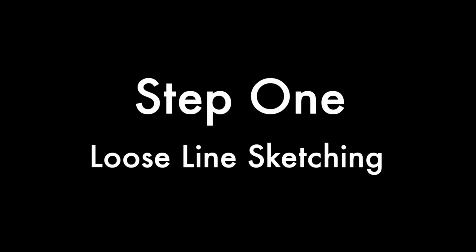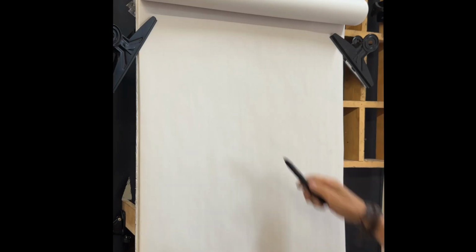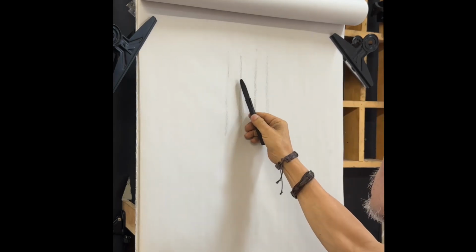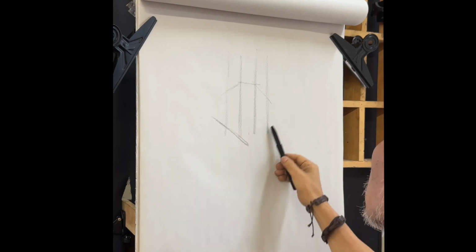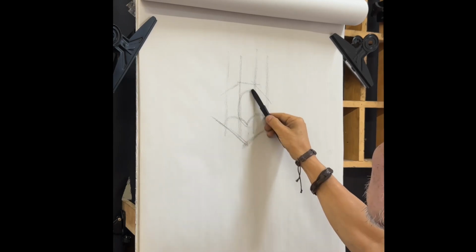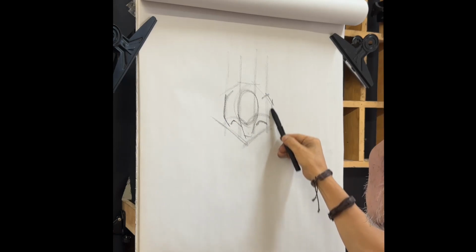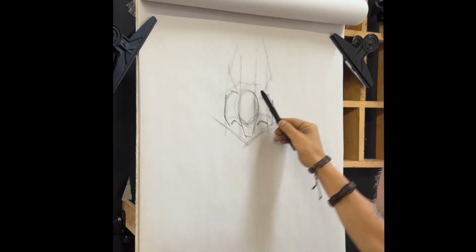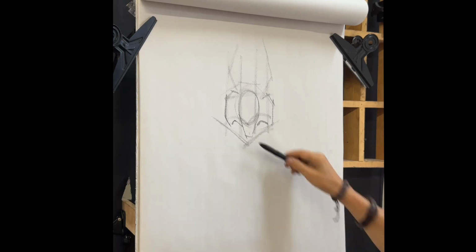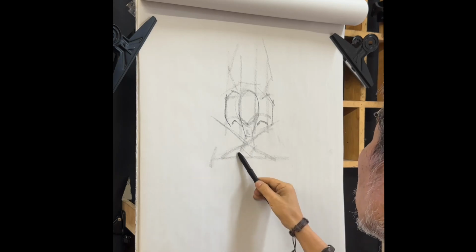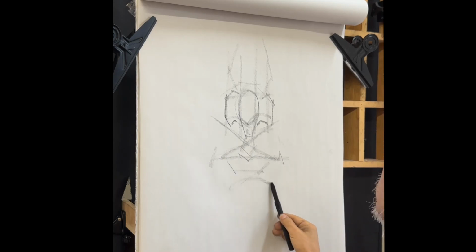Step 1. Loose line sketching. First, I'll start with a simplified shape with the three planes, top plane and two side planes. Then I'll draw a circle at the top and the curved lines on each side as the wings, nostrils, and two side planes of the nose. After that, I'll draw a cupid bow and the lips.